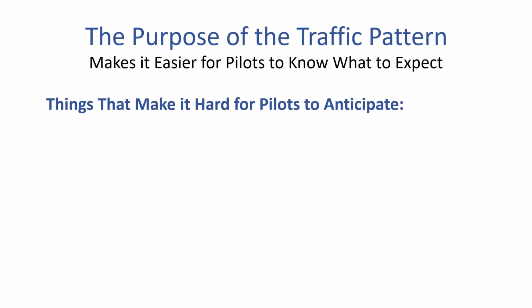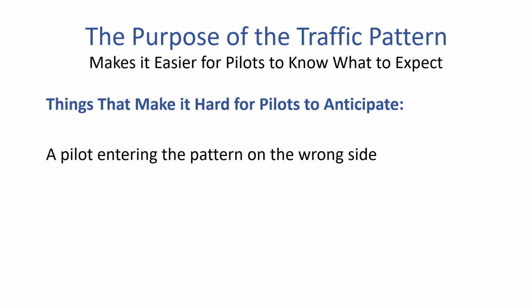Things that make it hard for pilots to anticipate are a pilot entering the pattern on the wrong side of the airport, and maybe even making the right calls but being on the wrong side of the airport. Everyone's looking at the opposite side of the runway for you, but you're on the wrong side. And that's very confusing. Another thing that makes it hard for pilots to anticipate is you flying too close or too far from the pattern. Too far is the common one.